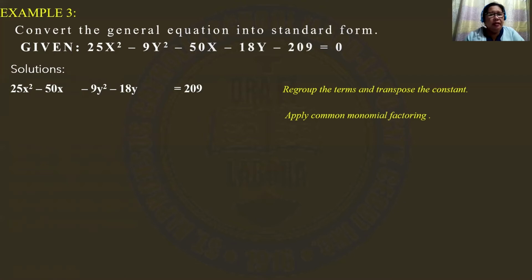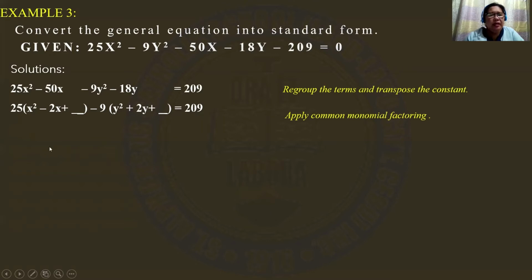Then apply common monomial factoring. So the common factor of 25 and 50 is 25. Take it out. So what is left is x squared minus 2x. And you give a space for the third term because later on we have to complete the square. Then for 9 and 18, the common factor is 9. So take out 9. So what we have, 9y squared divided by 9 is y squared. Negative 18y divided by negative 9 is positive 2y. Then you leave a space for the third term.